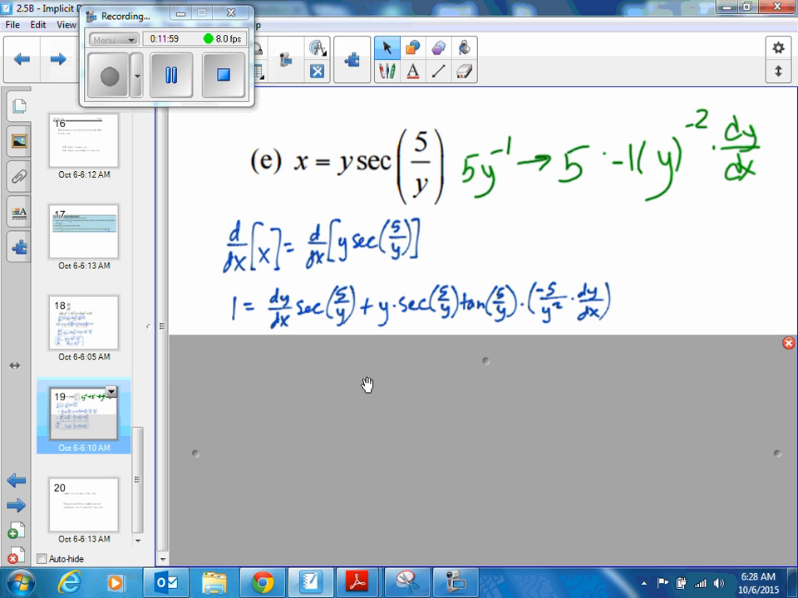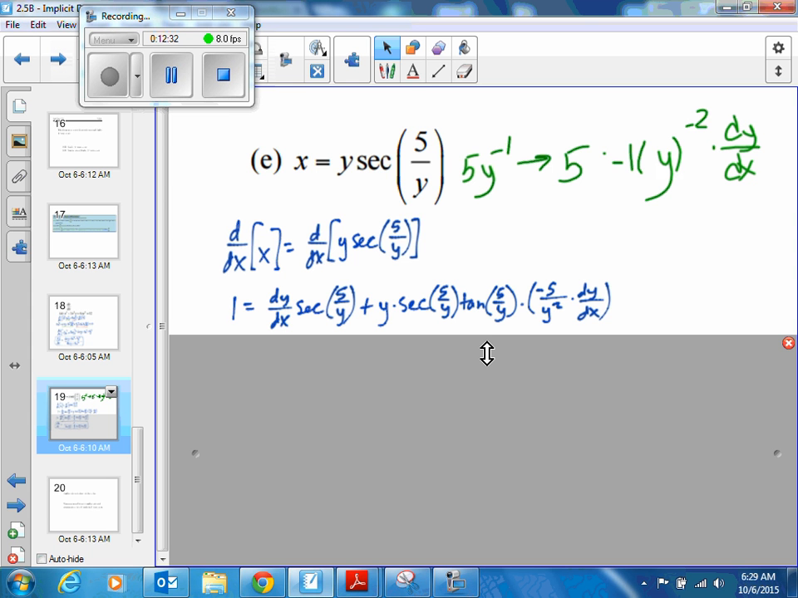Okay, now let's look at where our dy dx's are. This right here is all one term. That has a dy dx. This here is y times secant of some stuff, times tangent of some stuff, times all this stuff. So this is one term with a dy dx. So those are our two terms on the right-hand side. They both have a dy dx in them. And this on the left-hand side does not have a dy dx in it. We already have our terms separated on the correct sides.